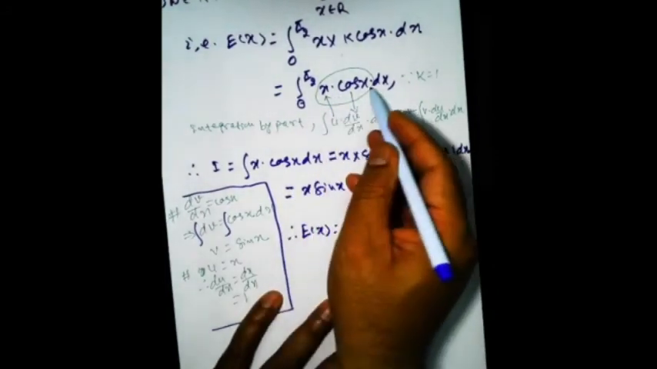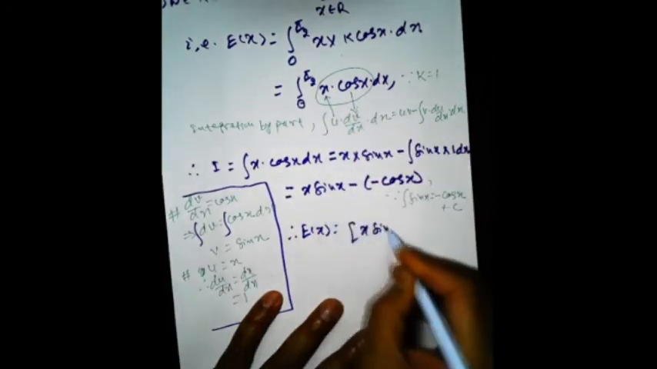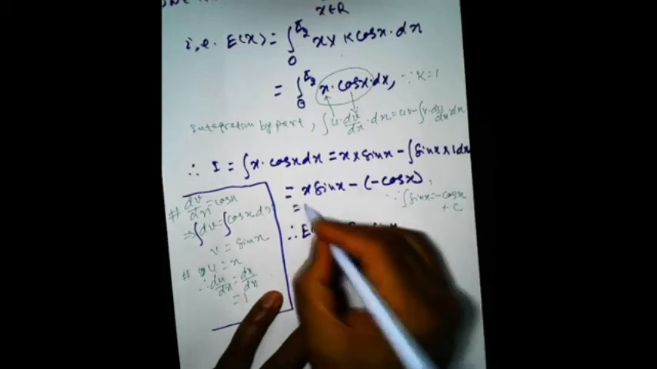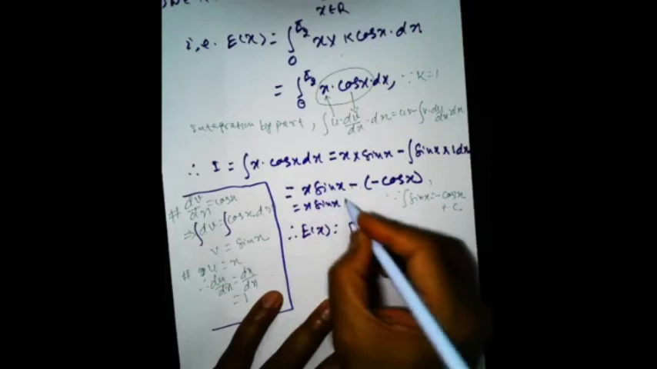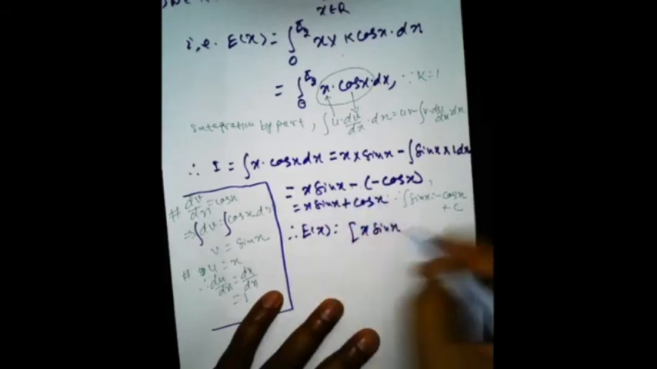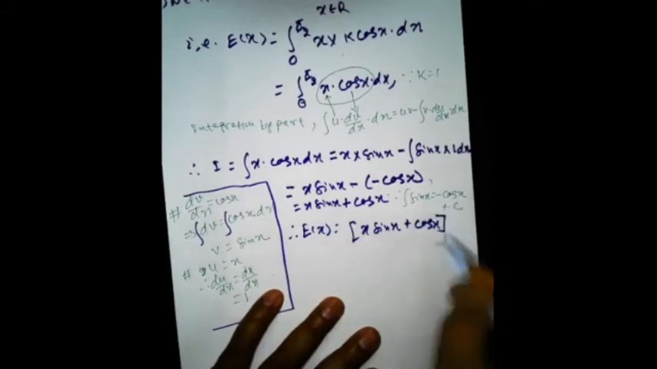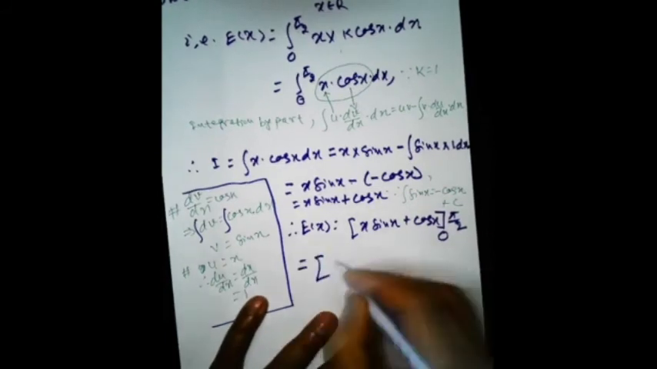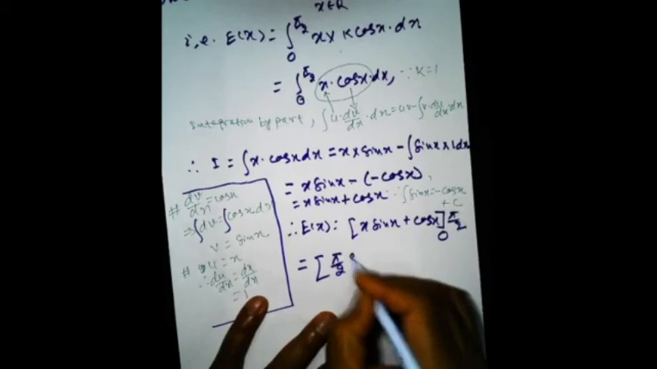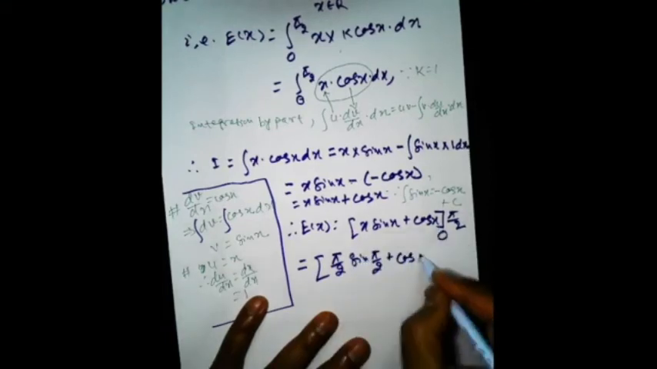So this is the integration of x cos x, and we have it as x sin x minus minus, which is plus. A negative times a negative is positive, so it is x sin x plus cos x, and then the limits are 0 to pi by 2. After this step, first of all put pi by 2, so it is pi by 2 times sin pi by 2 plus cos pi by 2.